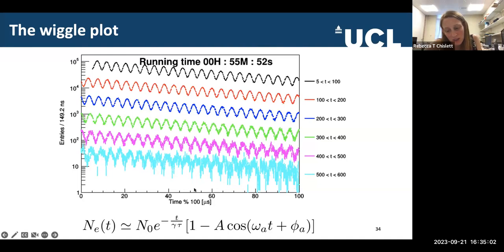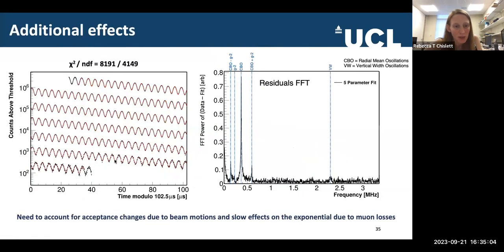Well, you could do that, but it's actually a bit more complicated, because if you just were to fit with that simple function, if you take a Fourier transform of the difference between the data points and your fit, then you end up with this plot on the right, and you can see that you don't get a flat distribution. In fact, several frequencies stick out, and these correspond to the beam motions.